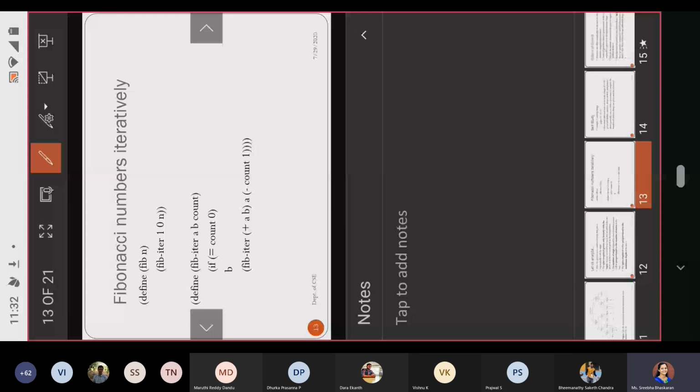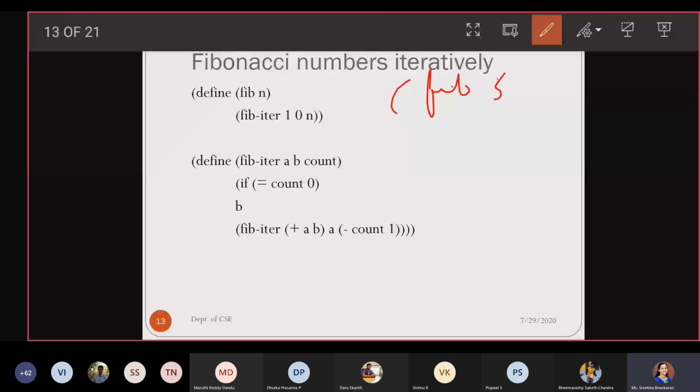You can just analyze this fib procedure. Say you have your n value to be 5. So fib of 5, when you are calling it the first time, it will call the sub fib procedure, that is the fib itr procedure, with the values 1, 0 and 5.